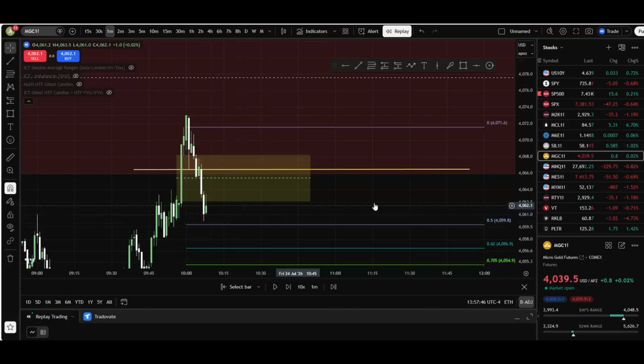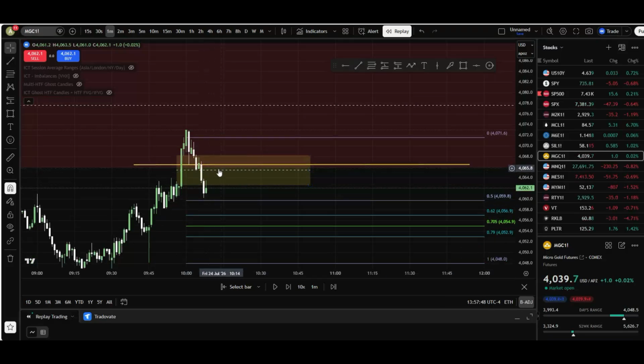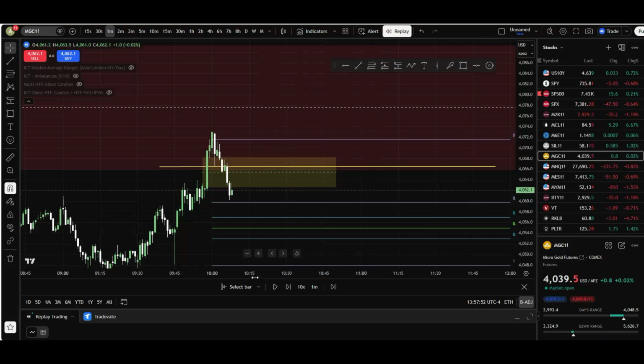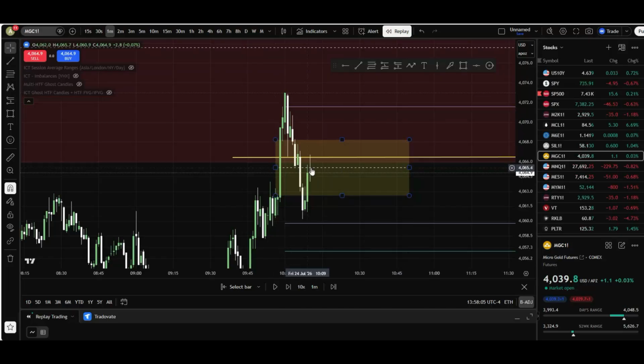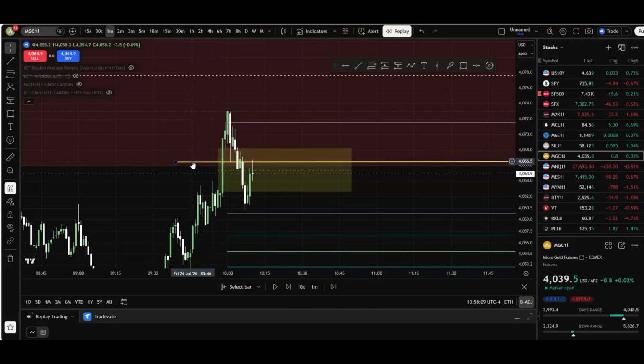But again, we're still near these areas, these points of interest. The 50% is still holding. Okay. So this isn't inherently bad. It's just something to keep an eye out for. As you can see now, the 50% of the inversion is holding. Okay. As well as where we need to clear to get the order block.